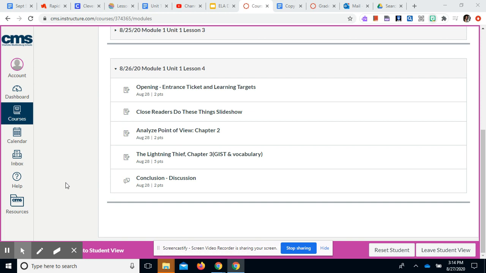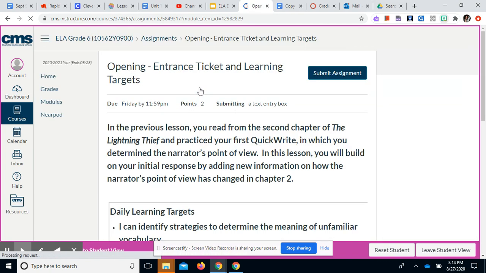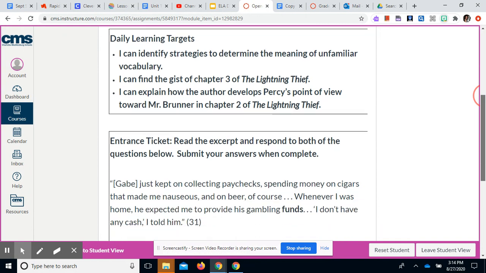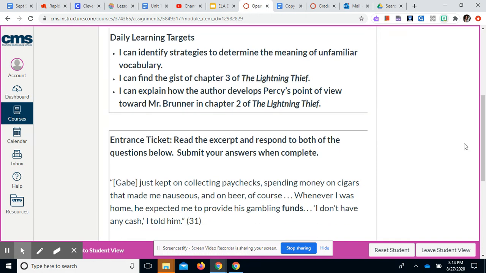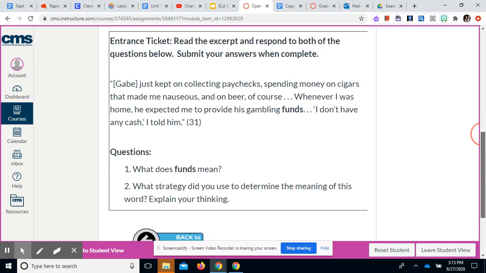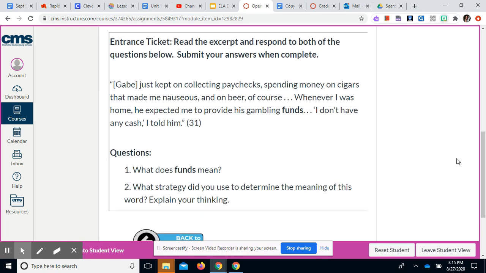Okay, this is a look at lesson 4, which we went over on Thursday, August 27th. We started with our entrance ticket where we reviewed the learning targets for the day. I can identify strategies to determine the meaning of unfamiliar vocabulary. I can find the gist of chapter 3. I can explain how the author develops Percy's point of view toward Mr. Bruner in chapter 2. On the entrance tickets, we have an excerpt from chapter 2.